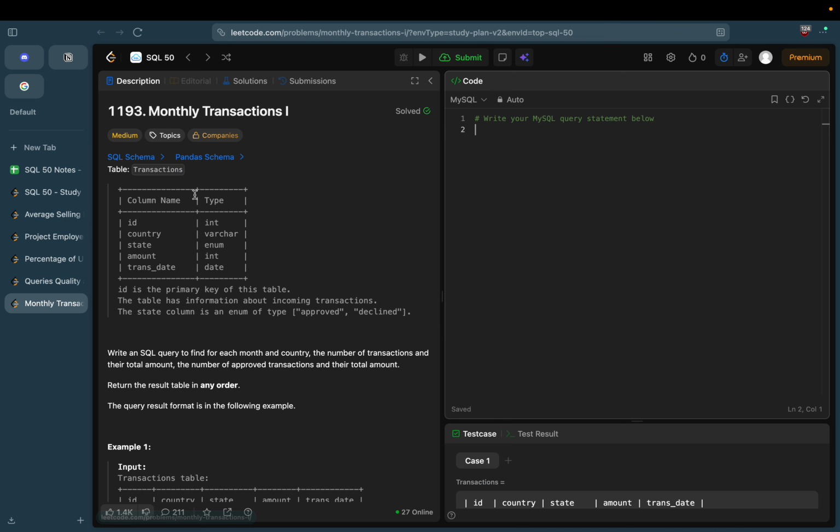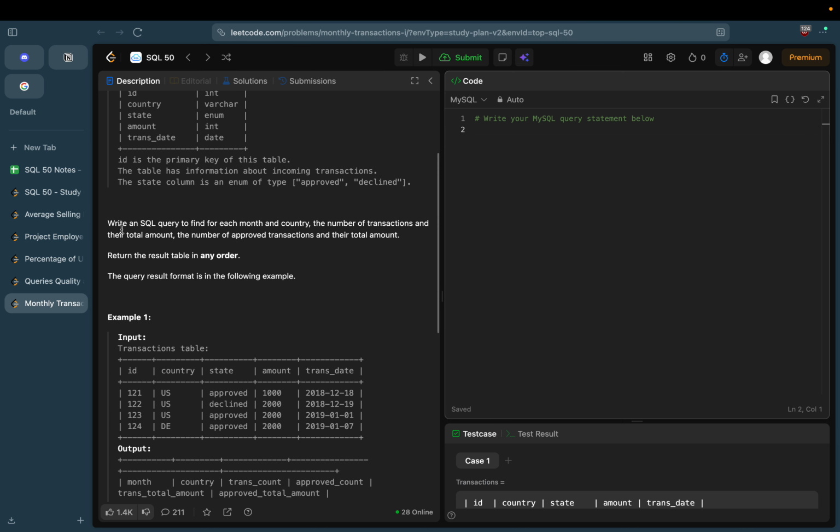Monthly transactions 1. We have a table called transactions with ID, country, state, amount, and trans date. ID is the primary key of this table. The table has information about incoming transactions. The state column, okay, I earlier thought it was a state of country, but it's a different thing. It's an enum of type approved or declined. Let's see what they want as a solution.